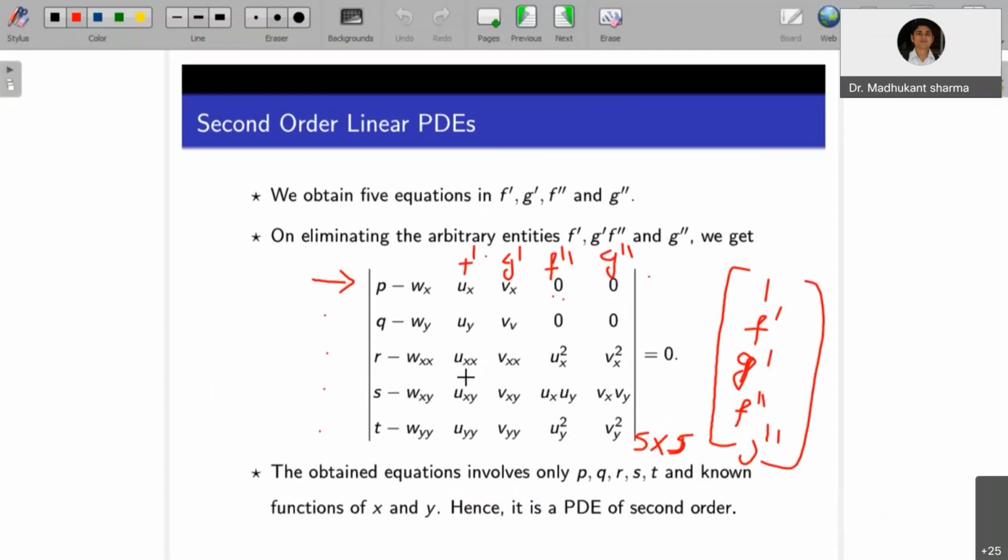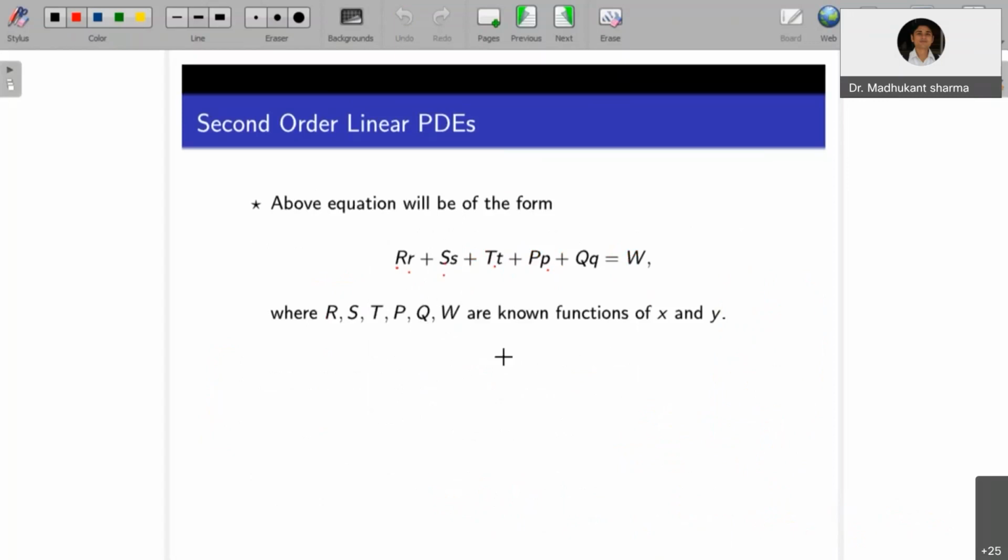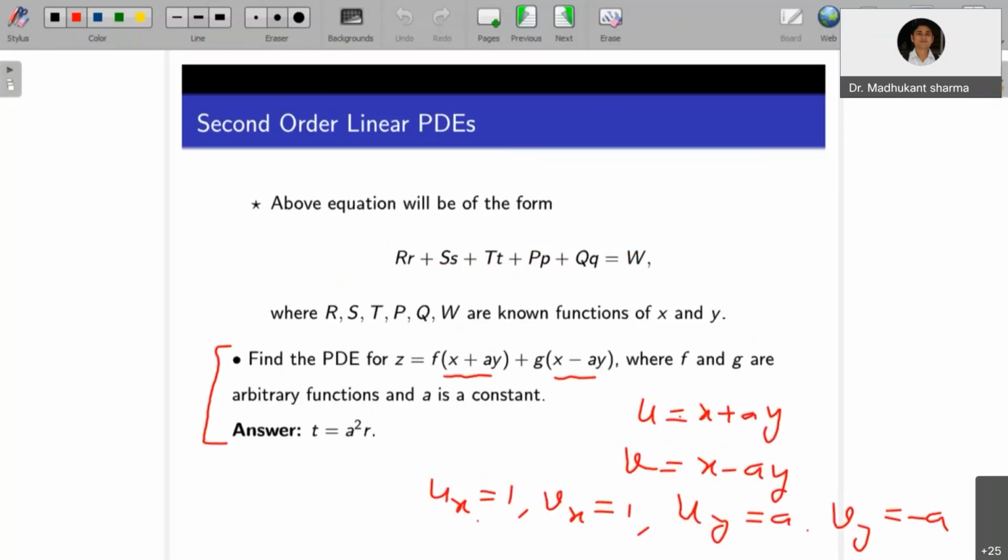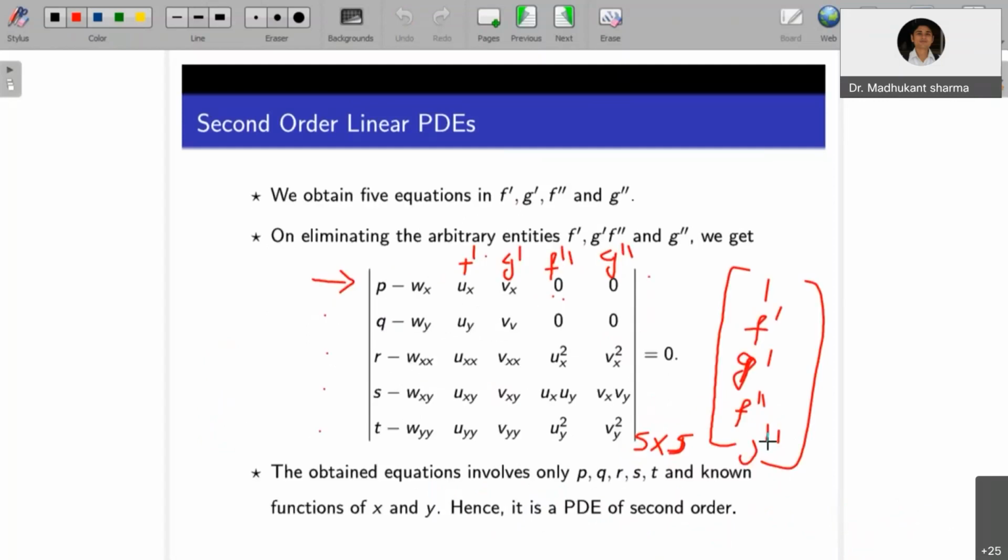W is also 0. So W is a 0 function, and Wx, Wy, and so on, all its derivatives are 0. So you can fix this row and this column completely. Ux, Vx are 0, Uy, Vy are 0. All these terms are 0, not this term. So this bracket is going to be 0. So these terms can be replaced and you have a 5 cross 5 matrix determinant which you can solve.